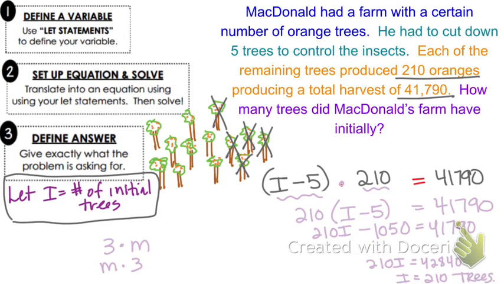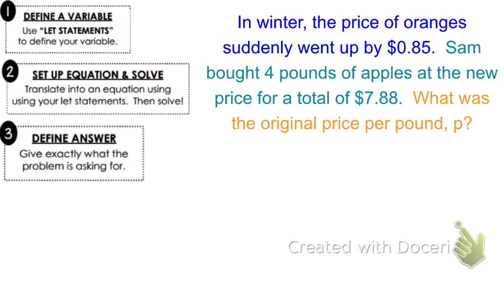Let's try one more here. So pause and read through this question. So when I define my variable, again, I'm looking at the actual question, and this one actually tells me what letter to use, which is fine. It says, what is the original price per pound? And I'm going to call it P. So I'm just going to write that down.